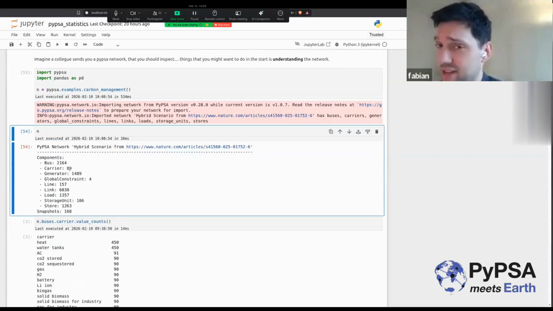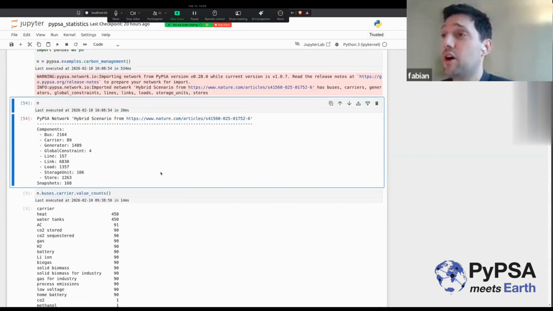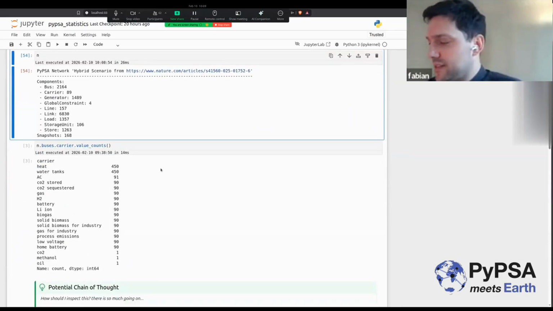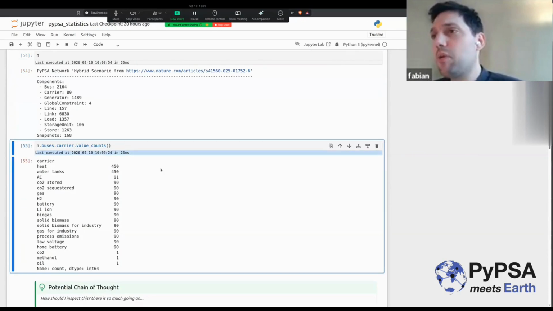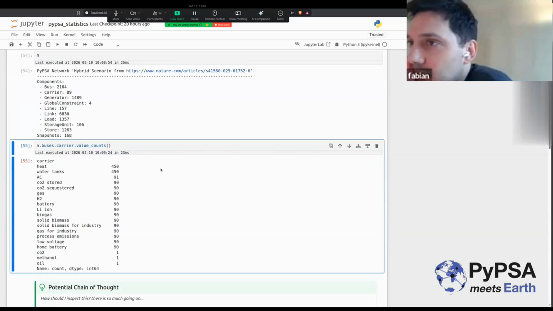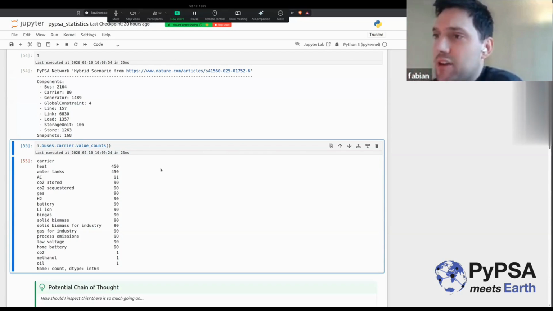With these loads of carriers, there must be a lot of things going on. So how would you do that? You probably have a look at the buses and see, okay, what are the carriers here? You probably got some information from your colleague: okay, this is a carbon management network. So yeah, there are a lot of carriers here. We're dealing with various energy forms. Here we have heat, we have water tanks as a technology, we have AC, so electricity, we have CO2 and so on and so forth.